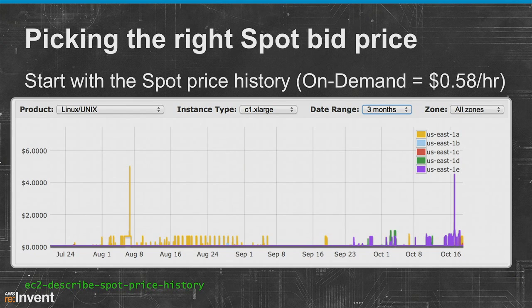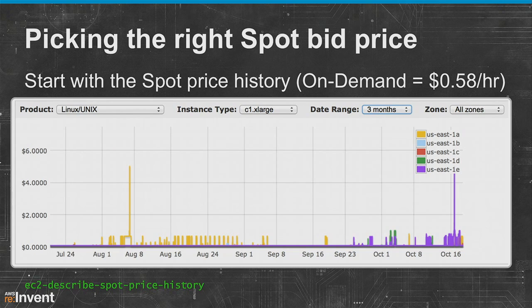So this graph that you see right here is something that you can get right out of the Amazon console. I specifically selected a C1 extra large, which happens to be an instance size that we use. And so you can see the spot price history here. You know, you have some servers, I believe that might be 1A, that goes up to $4 over there. So you can do some analysis on what is an appropriate bid price for you.